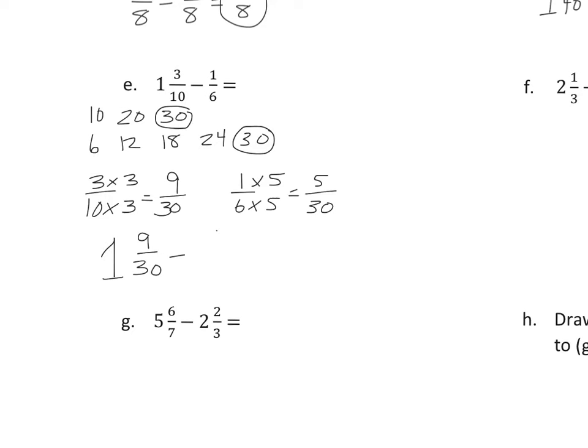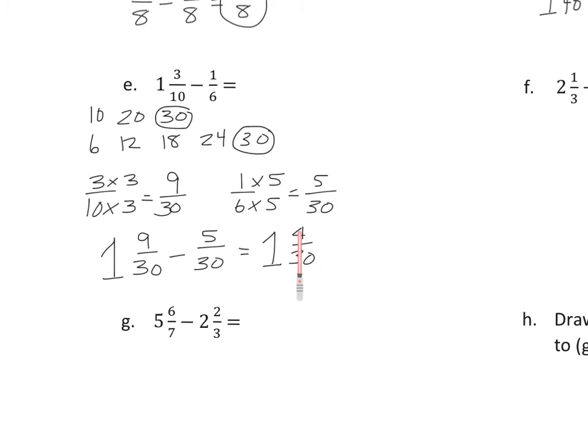Take away 5/30. And so just looking only at the fraction 9/30, this is bigger than 5/30, so I can take away 5 from 9, and that would give me 1 whole and 4/30.